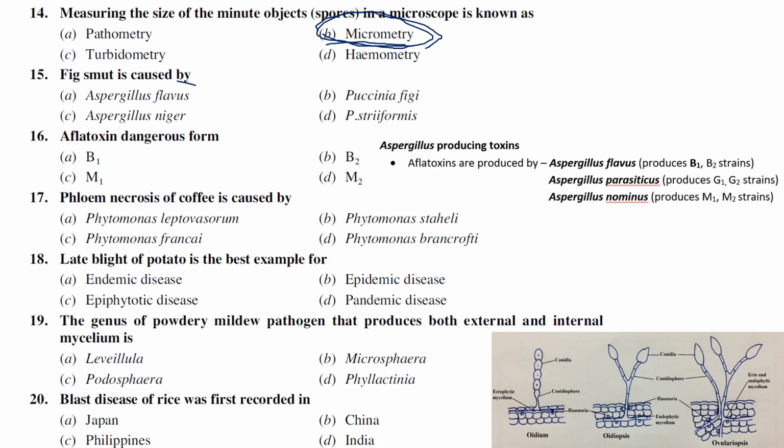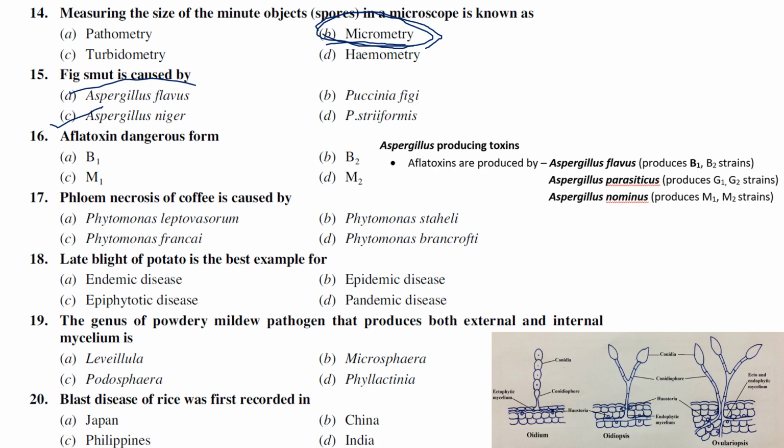Fig smut is caused by Aspergillus flavus, Aspergillus ficuum, Aspergillus niger, Puccinia striiformis. Here, generally smut means we may think that it is caused by a smut genus, maybe Ustilago or some other genera, but it is generally caused by Aspergillus niger.